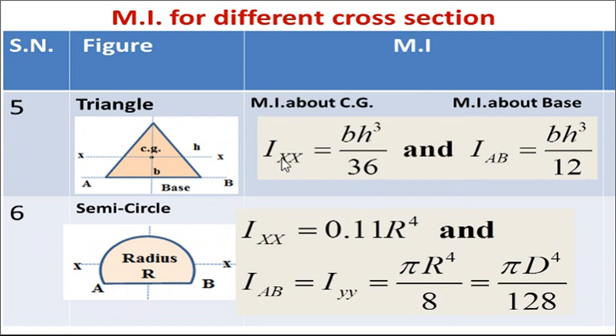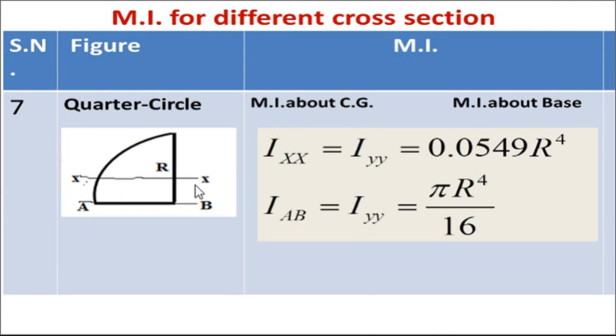For triangle, about x axis it is bh cube by 36. About base it is bh cube by 12. For semicircle, about x axis it is 0.11 r raised to 4, and about base it is pi r raised to 4 by 8, or pi d raised to 4 upon 128. For quarter circle, Ixx is 0.0549 r raised to 4, and about base it is pi r raised to 4 by 16. Make one notebook and write down all these things as notes.